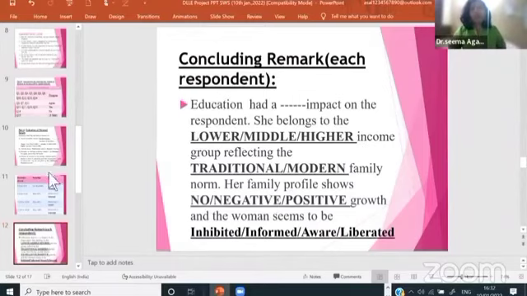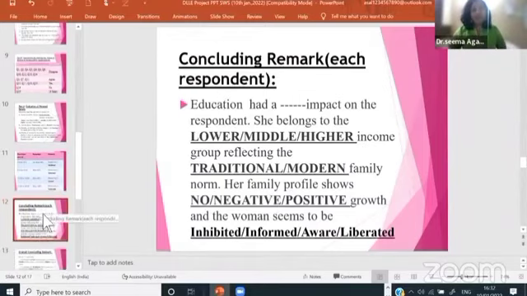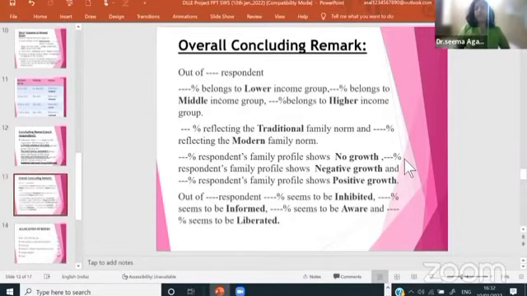Now, after finding the concluding remark for each and every respondent, you should find the overall concluding remark. Simply, there is a simple way. Suppose that there are 50 respondents, meaning we survey 50 respondents, and out of 50, 10 belong to lower income group. So you can write here 20% belong to lower income group.